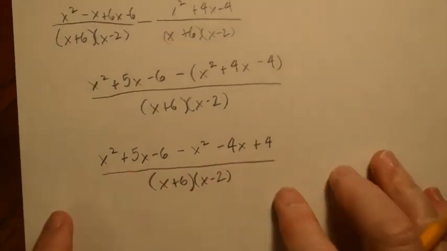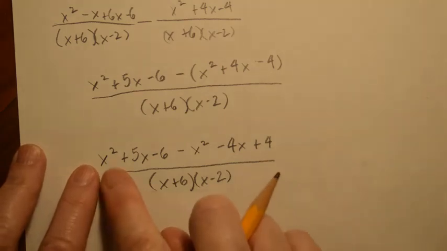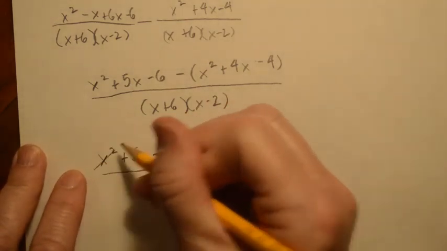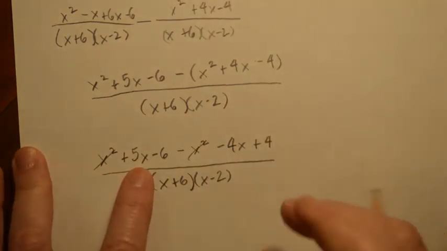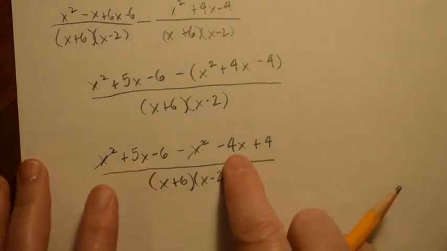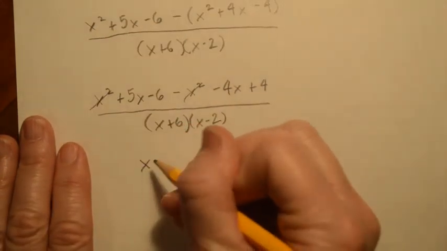All right, again, we need to combine like terms here. So I'm going to have that x squared minus the x squared. Those will cancel out. I've got a 5x minus a 4x. That's just going to give me an x. And then I've got a negative 6 and a positive 4. That will give me a negative 2 over x plus 6, x minus 2.